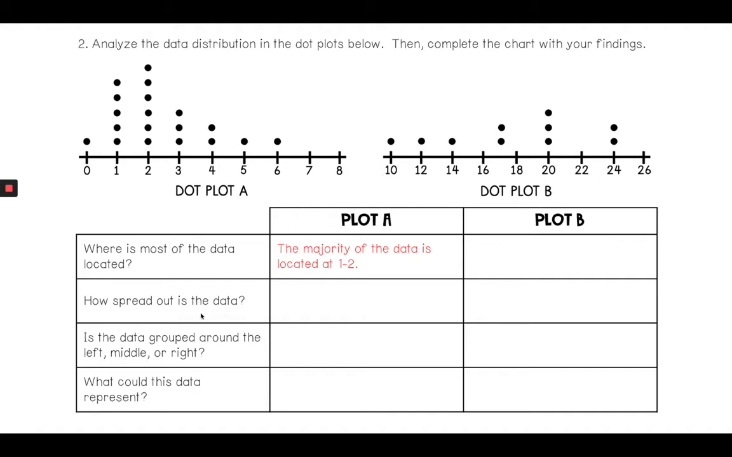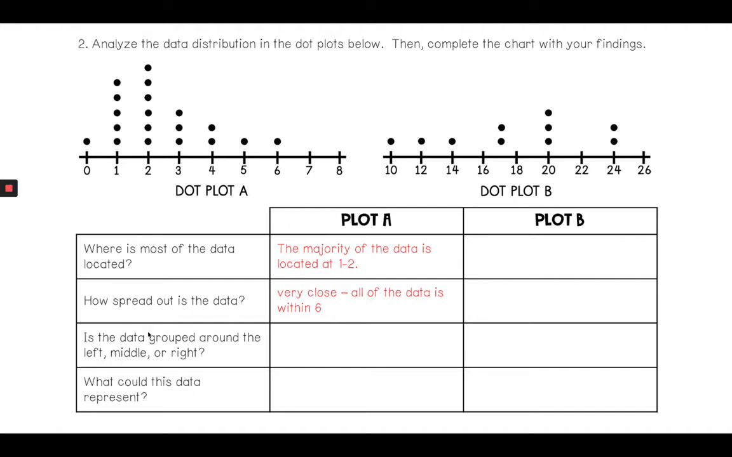And then how is it spread out? Well, if we look at the spread of that data, they're all within 6 points of each other. So between this first point here and that end point, they're 6 points away, or 6 numbers away, and that's really close. I mean, that's a fairly close spread.